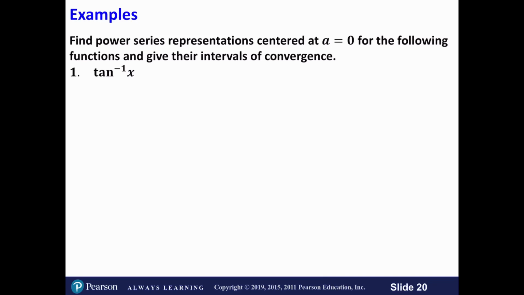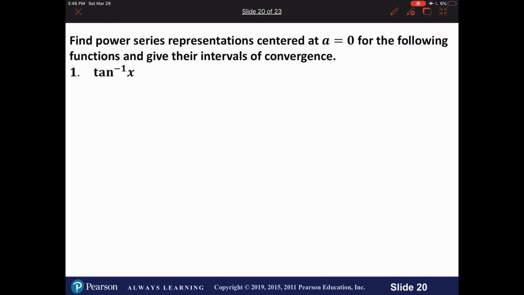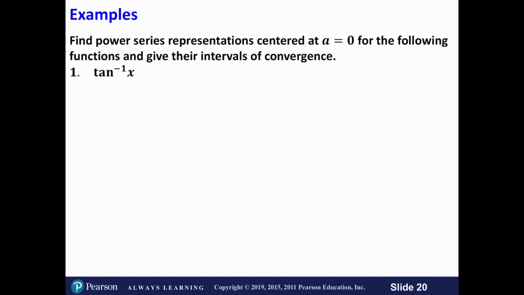Now we are going to find the power series representation centered at a equals 0 for the inverse tangent of x. So this looks really cumbersome, all right? And the thing that's difficult here is that we don't really know where to start. But the idea is that we just need to differentiate it or integrate it so that it is in a form that we are already familiar with.